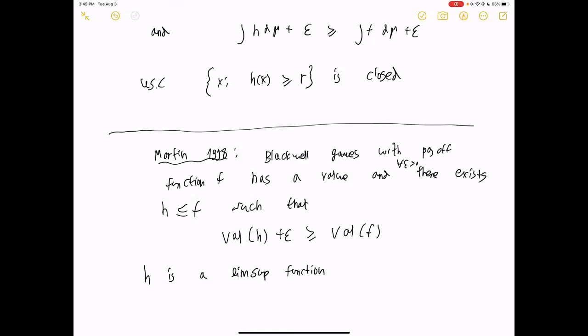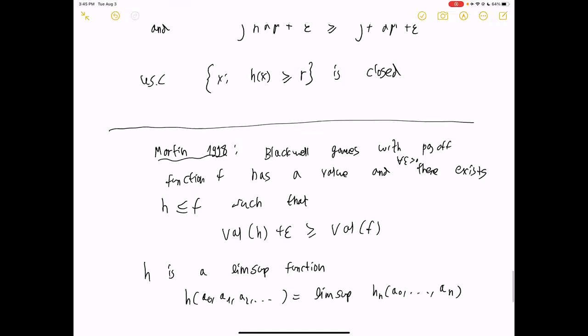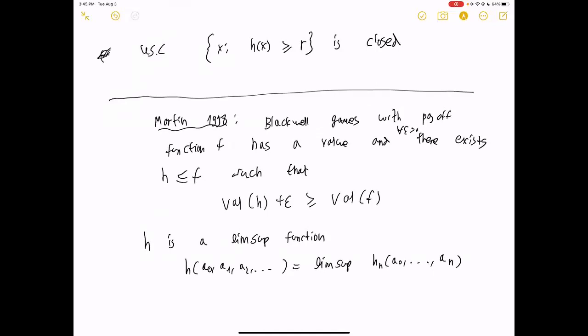What is a lim sup function? A lim sup function is a function where h of an infinite play path is the lim sup of some functions that depend only on the first coordinates. This is what holds for an arbitrary payoff function, which, if I try to write it in the same way that I wrote this, is that the set of all x's such that h(x) is greater than r is, I think, a G delta set. Yes, G delta, not that this set is closed, okay?